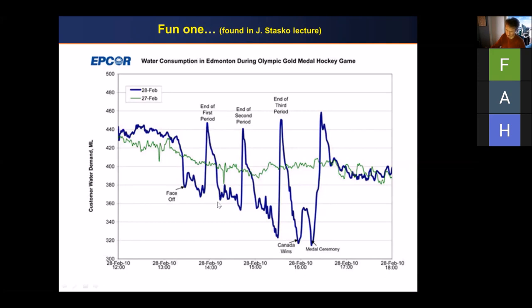And then they're all sitting at the TV again. And then at the end of the period, everyone goes to the toilet and washes and so on, and then it goes down. And here's Canada winning, everyone is on the TV. Nobody goes to the bathroom, and no one takes a shower. Everyone watches the TV. And then there's a little bit of a breather because it takes some time for the medal ceremony. And then of course, everyone in Edmonton, everyone in Canada, goes and sees the medal ceremony.